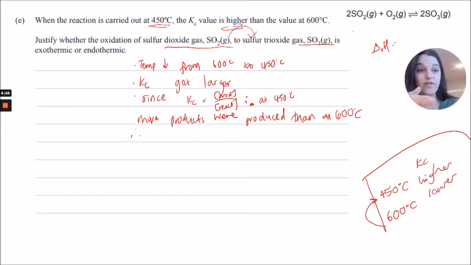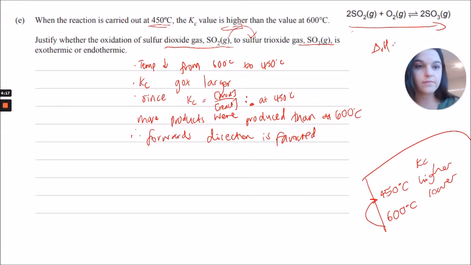So what's that telling me? Forwards or backwards is favoured if I'm making more products? Forwards. Therefore, the forwards direction is favoured as the temperature drops. So when I drop the temperature, forwards is favoured. Good to know at this point, if it's your job to make sulfur trioxide and do this reaction, you're going to want to keep cooling this reaction down to favour the forwards direction.